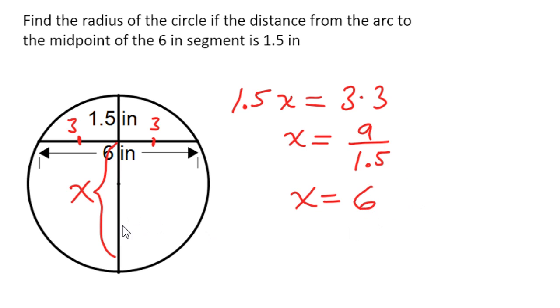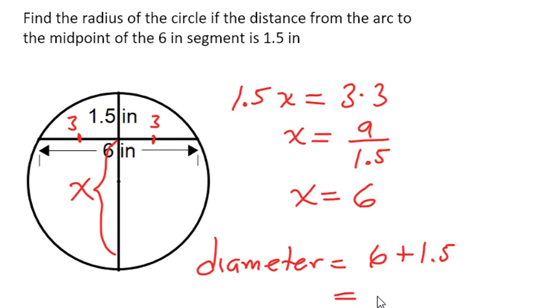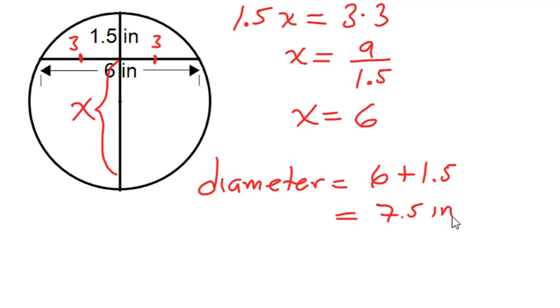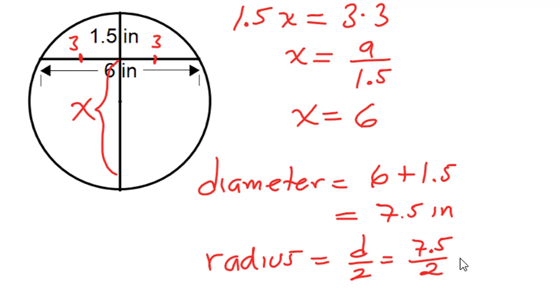From there, we first need to figure out the diameter so that we can take half of that, and that will be our radius. The diameter is adding those two pieces together, so the 6 that we found plus the 1.5 given. That means we have 7.5 inches. In order to get the radius, we take half of the diameter, so 7.5 divided by 2. This is going to be 3.75 inches. So that would be my radius.